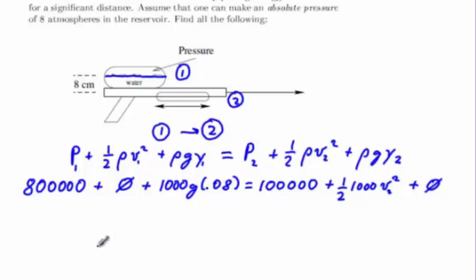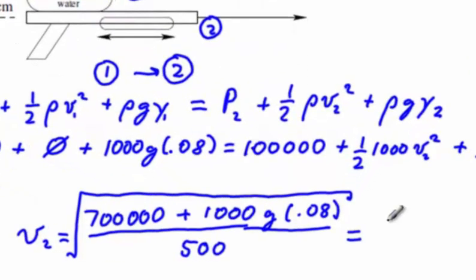This equation has a single unknown, the velocity at location 2, and so we can solve for that, yielding the answer desired for part A of the problem, 37.4 meters per second.